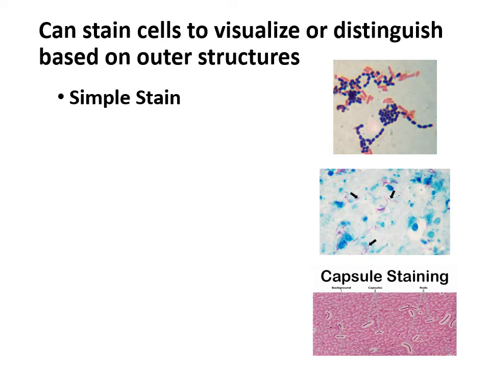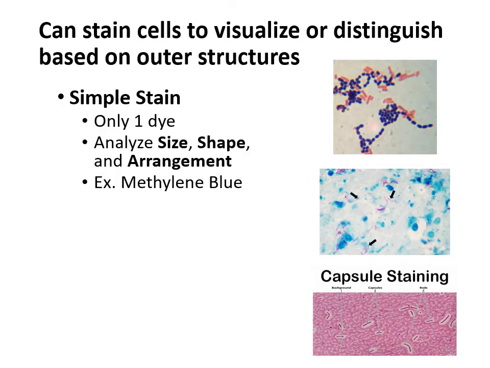So there are two categories when it comes to stains. There are simple stains and there are differential stains. When we talk about simple stains, a simple stain is simple because it is only one dye. So for instance, if you just have methylene blue and all of your bacterial cells on a slide turn blue, that's a simple stain. Now, since you're filling all of the bacteria with the same color, you can't tell too many things from a simple stain. All you can tell is size, shape, and arrangement.